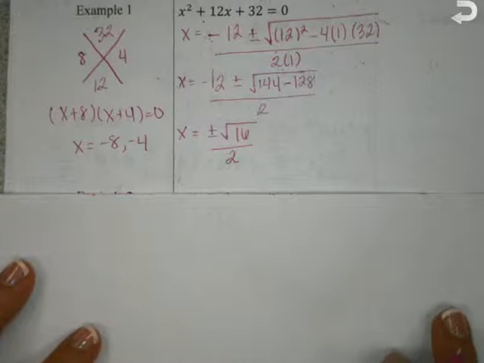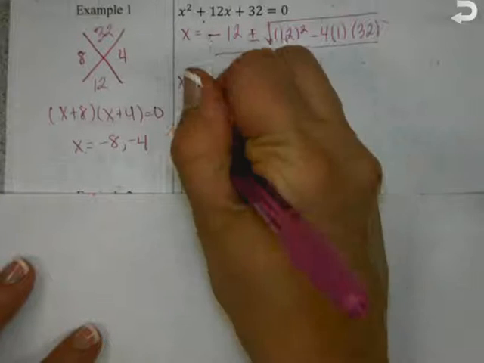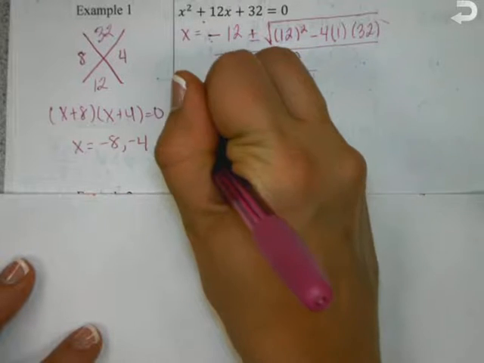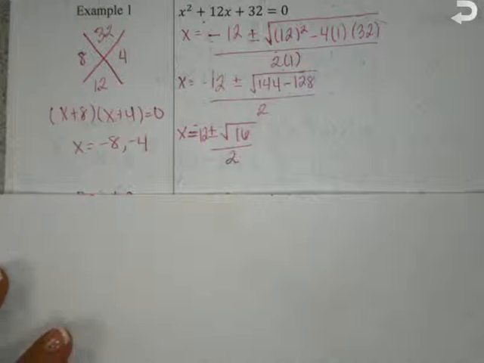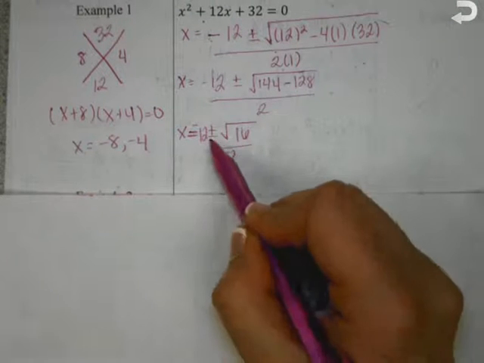Yeah, what was 12? Oh, 12. Oh my gosh, thank you. Negative 12 plus or minus. Whoa. Wouldn't you divide that by 2? No, because this is plus or minus. So we have to keep it all together first.